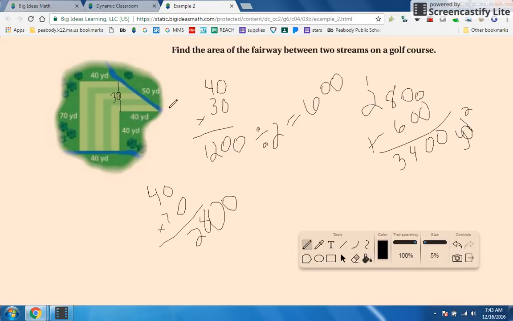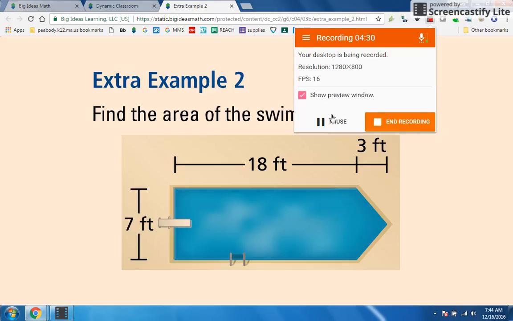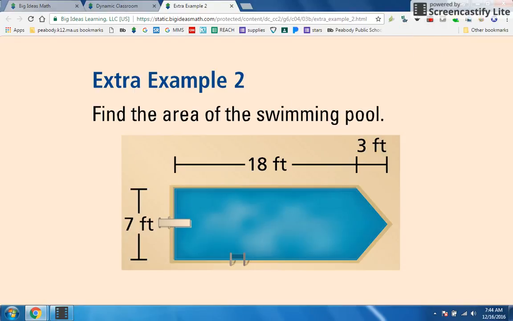So find the area of one of the shapes using that formula. For a triangle, base times height divided by 2. Find the area of the rectangle, length times width. Don't divide it by 2 because it's a rectangle. Add them together. So I'm going to give you one of these to try. See if you can pause and try this one.